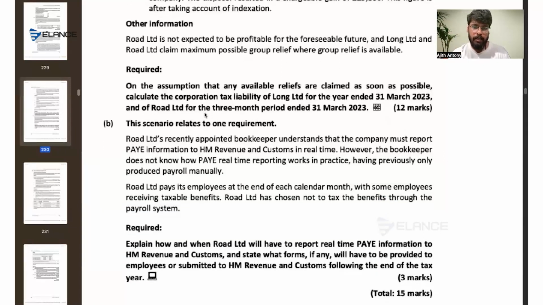Okay, the second part is related to the pay system. We will discuss the pay system tomorrow. We will discuss income tax tomorrow. So we'll discuss the pay part by tomorrow. After that, I'll explain this. So you just make a reminder to explain this question after explaining pay in this session.